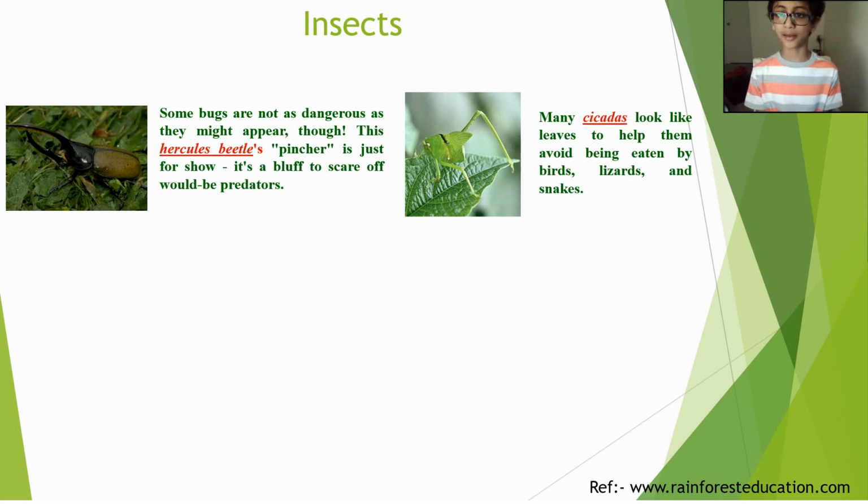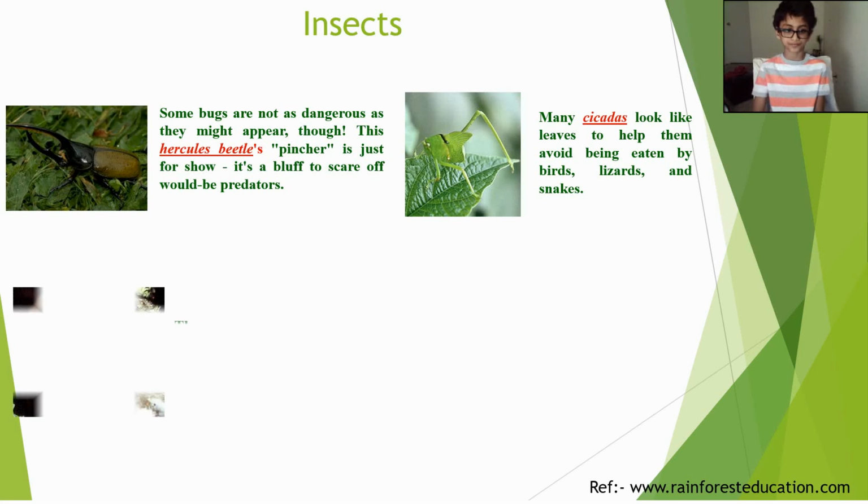Next we have the katydid. It looks like a leaf to help them avoid being eaten by many small predators like birds, lizards, and snakes. Also, it uses the power of camouflage like most animals to hide from predators.